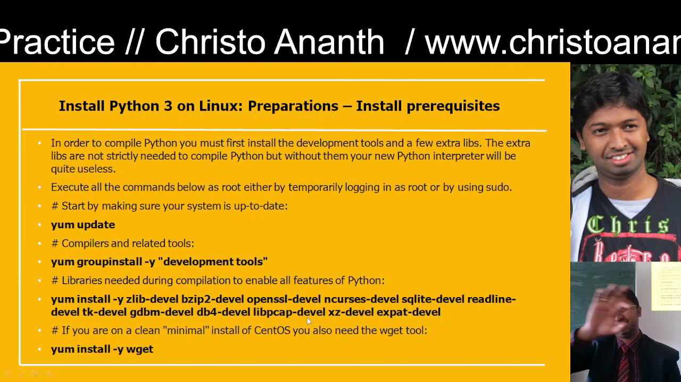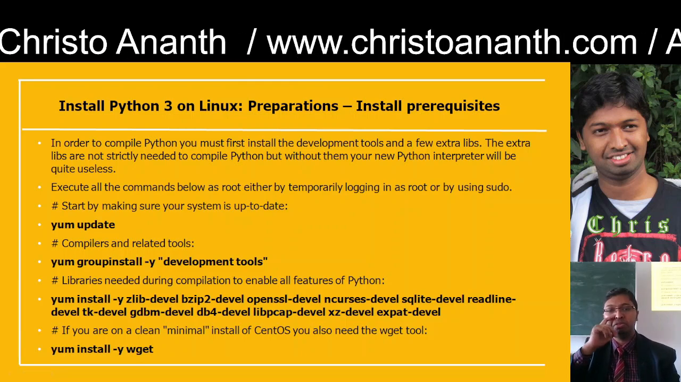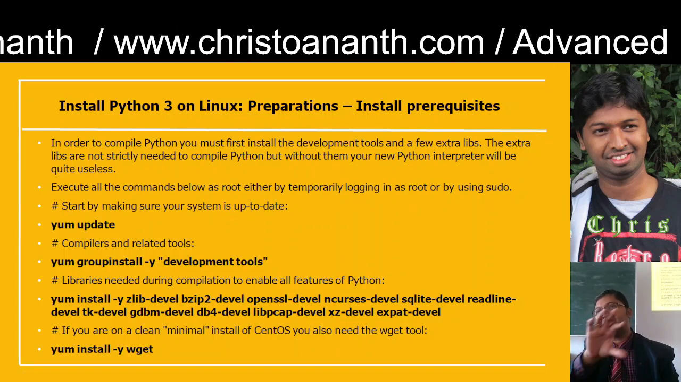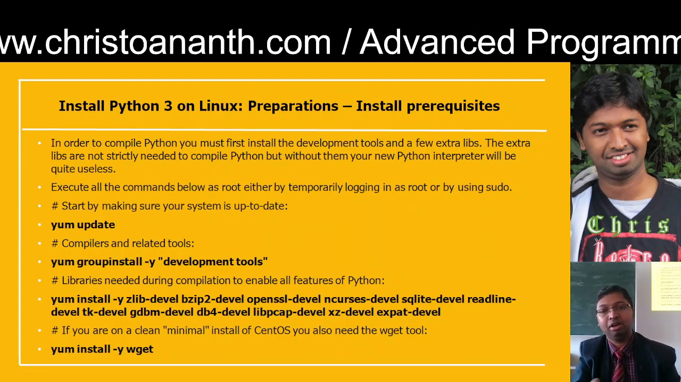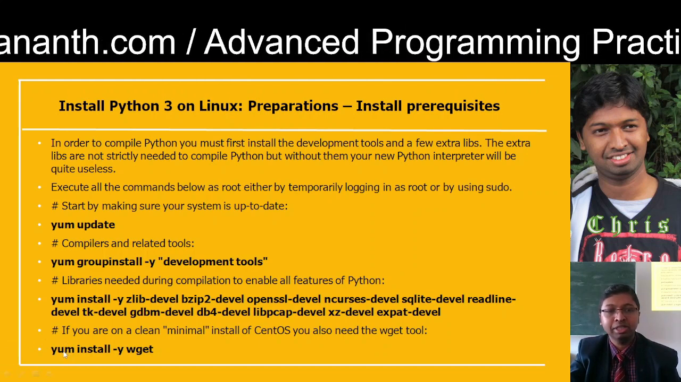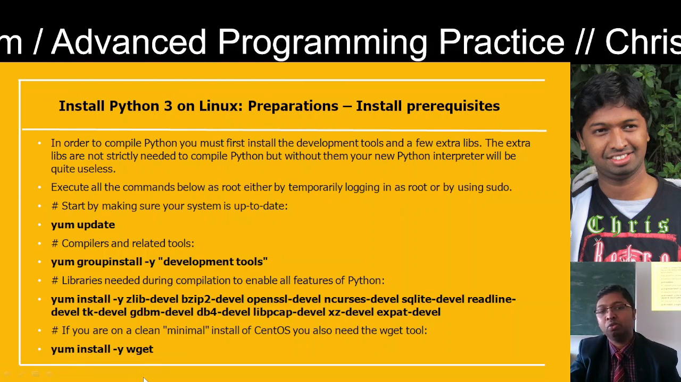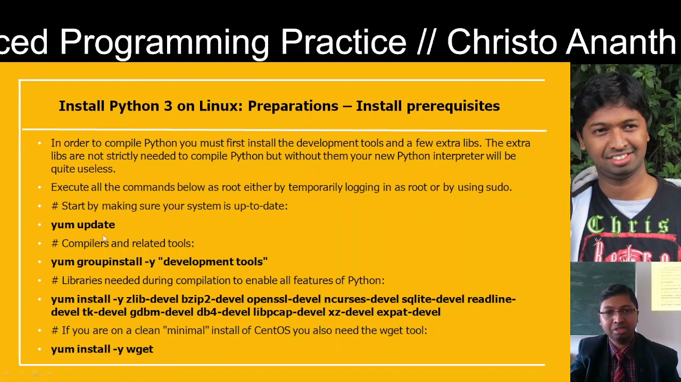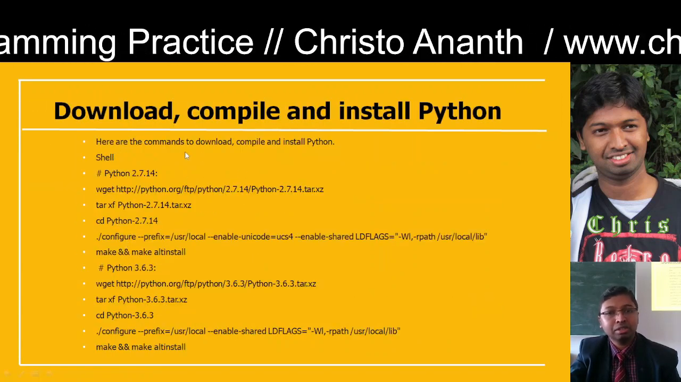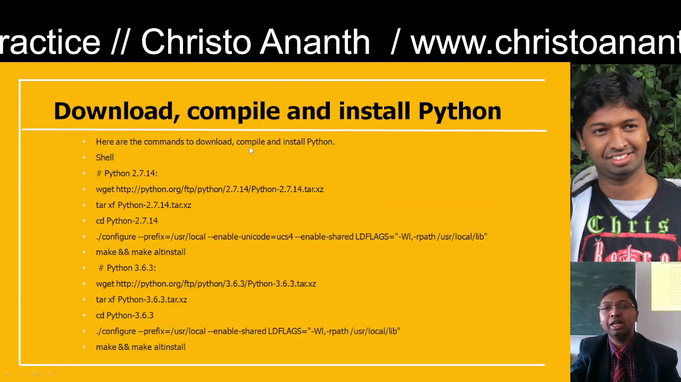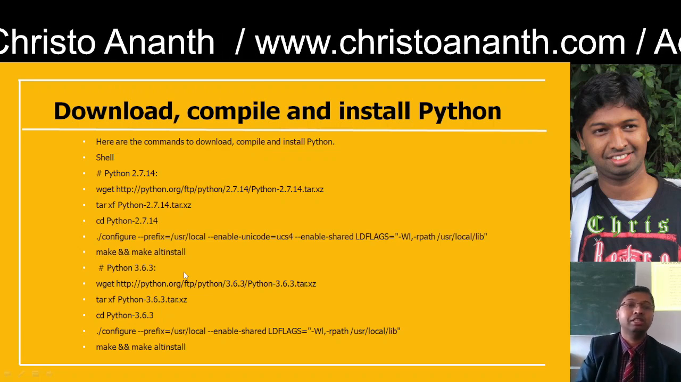So this is a long command that we will go for, okay, and make sure that you will have the minimum set of packages even, okay, on the CentOS platform. So maybe you will go with yum install -y wget, okay. So this is what you are going to see, okay. So you will go with downloading, compiling, and of course installing this Python.